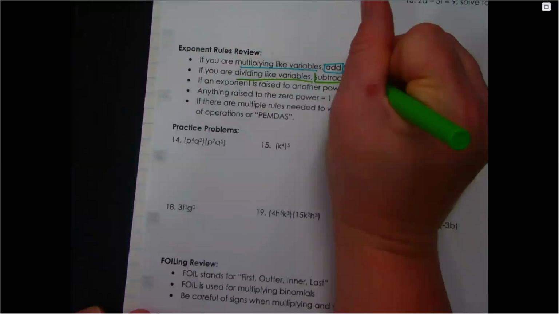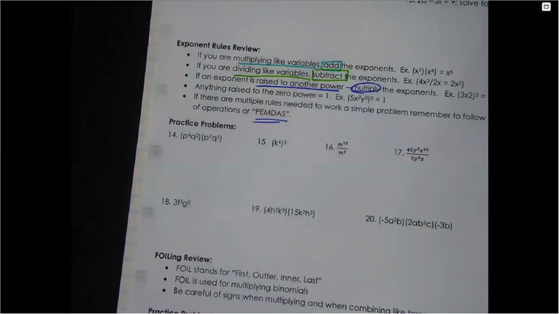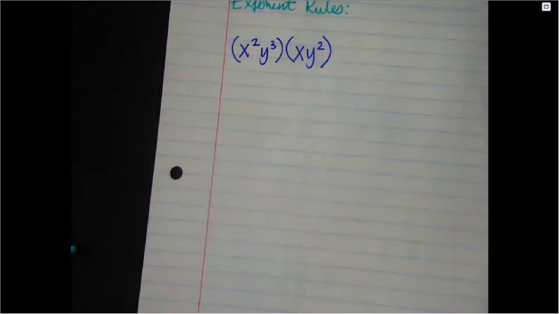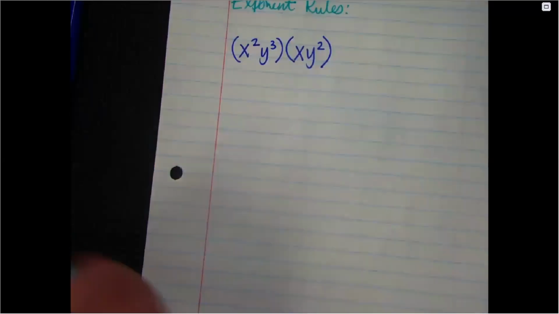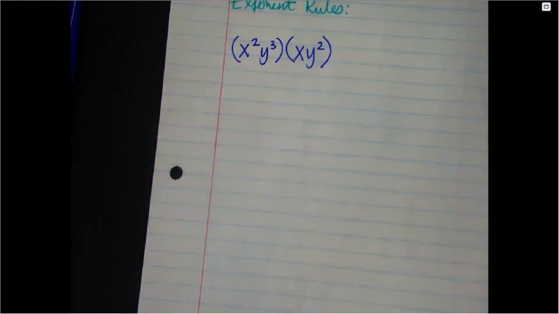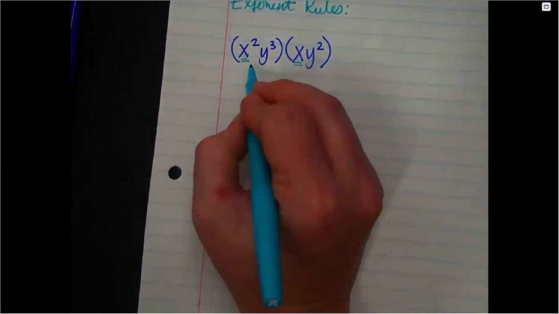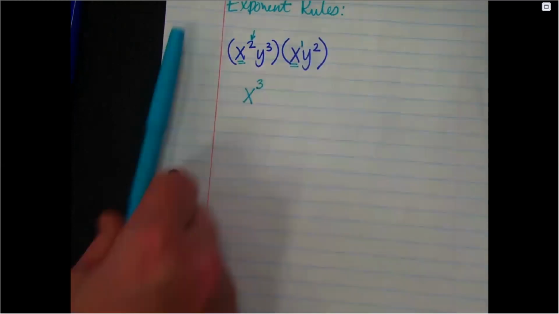So if we are dealing with something that has x squared, y, first of all, you have to determine which are your like bases. Your x's are alike and your y's are alike. So when we multiply the x's, when you multiply like bases, add exponents. So we've got our x's. 2 plus 1 is 3. So x to the third. So you simplified that by using your rules.